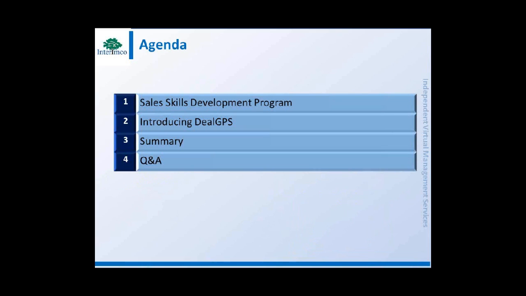What I'm going to cover in today's session is spend about 15 to 20 minutes introducing you to a sales skills development program that's a unique way of improving the skills that your salespeople and key account managers have. I'll then hand over to Mick and Klaus, who will take you through the DealGPS software, which will help you to improve the sales performance of your sales team. I'll then spend a few moments summarizing what we've covered today, and then we'll have 5 to 10 minutes at the end for any questions.